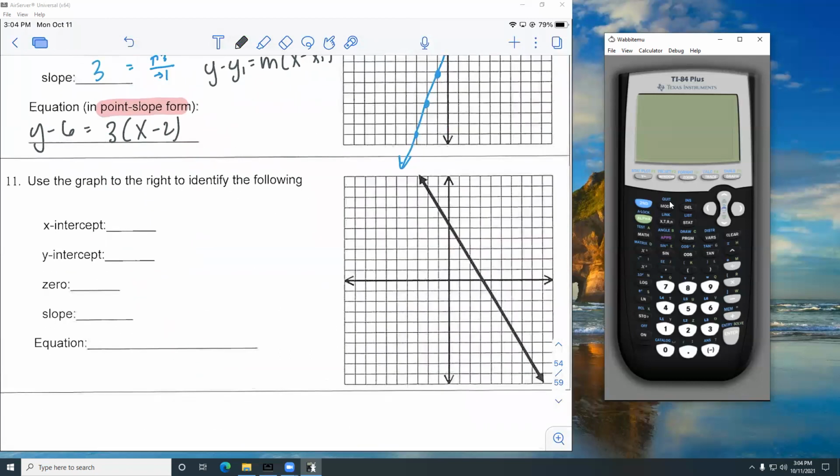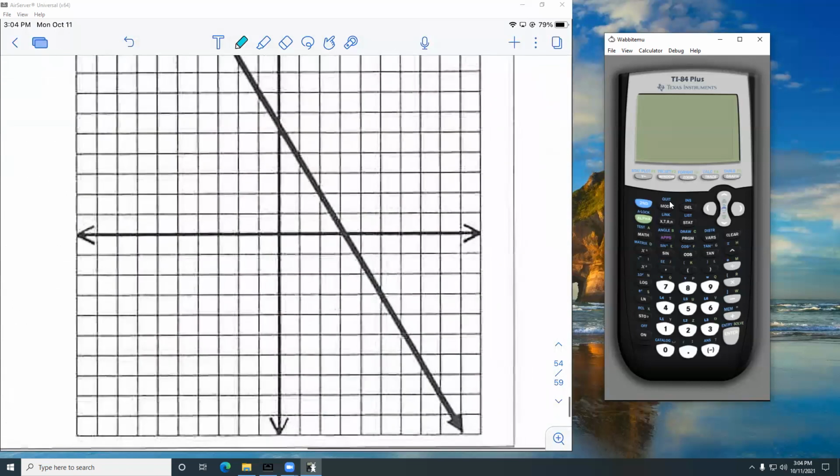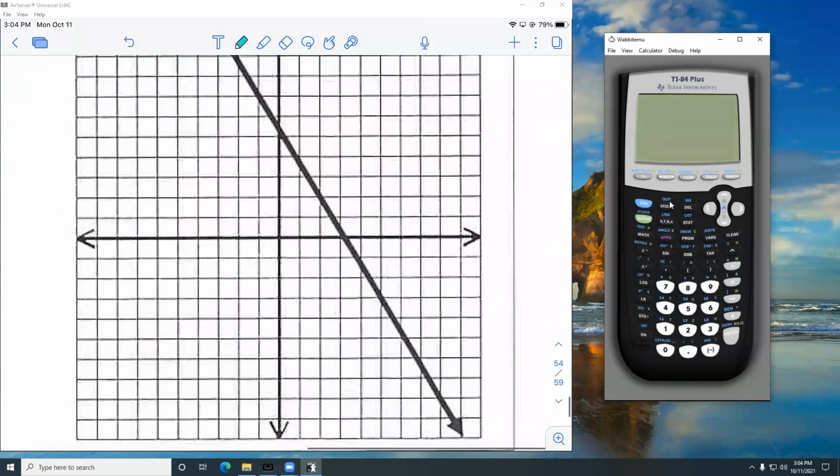All right, so now they give us the graph and we are just going to identify everything. Let's start with our x-intercept. The x-intercept is where I cross the x-axis. I think we can all agree. So I'm going to look here. It looks a little off to me. It looks like it's not exactly crossing right there at a whole number.